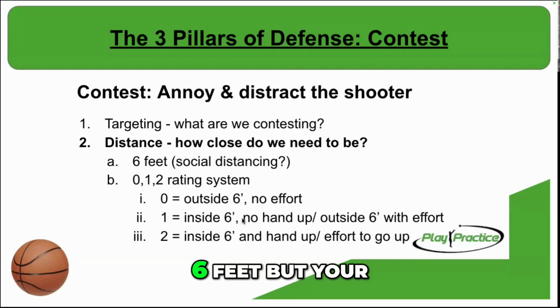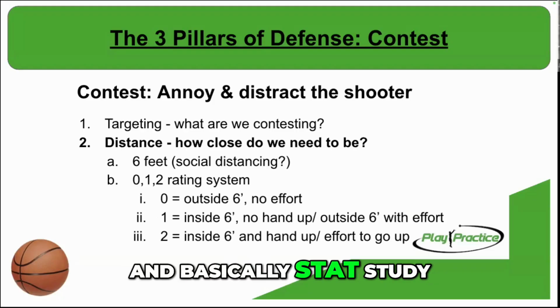If you're inside of 6 feet, but your hand is not up, or you're outside of 6 feet and maybe you tried, but you really didn't get there, then it's a level one. And it's a level two if you're both inside that 6 foot bubble and your hand is up, right? You're making an effort to contest their line of sight. And so defensively, we want to get all level twos as much as possible.